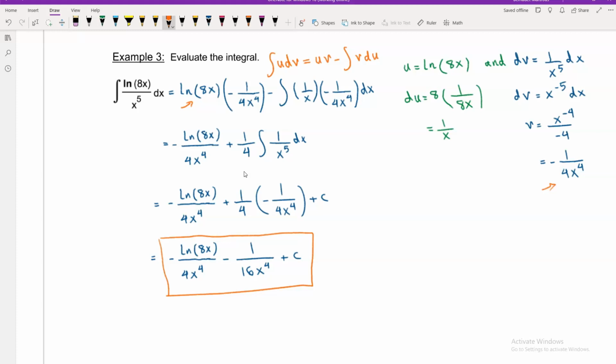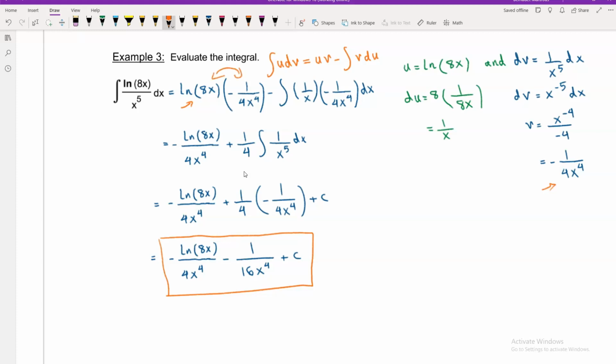So our v is 1 over 4x to the 4th power, and here we have a negative multiplied by du, which is 1 over x. So here we have 1 over x times negative 1 over 4x to the 4th power times dx. So I simplify this, so I multiply this part.